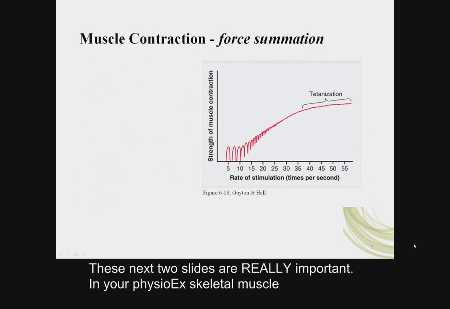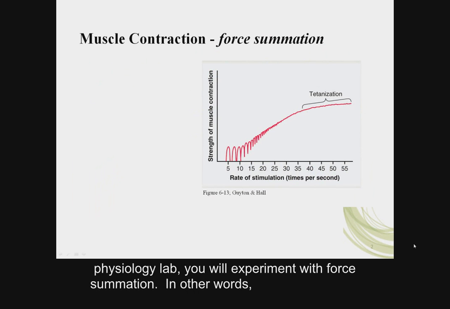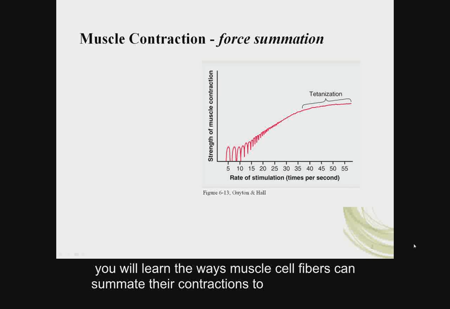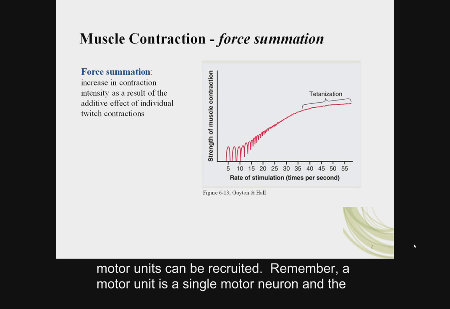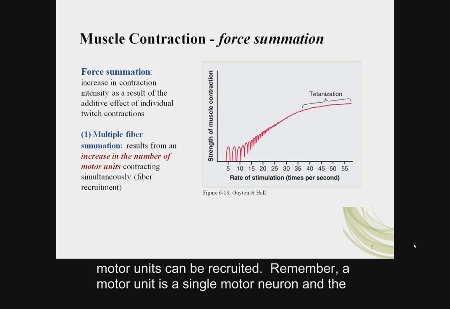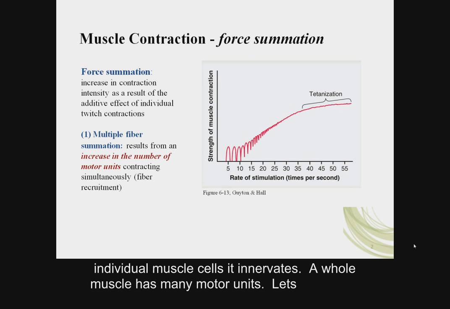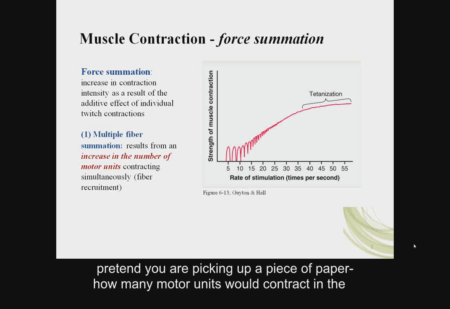These next two slides are really important. In your PhysioX Skeletal Muscle Physiology Lab, you will experiment with force summation. In other words, you will learn the ways muscle fibers can summate their contractions to generate a more forceful contraction. There are two ways of doing this. One, more motor units can be recruited. Remember, a motor unit is a single motor neuron and the individual muscle cells it innervates. A whole muscle has many motor units.